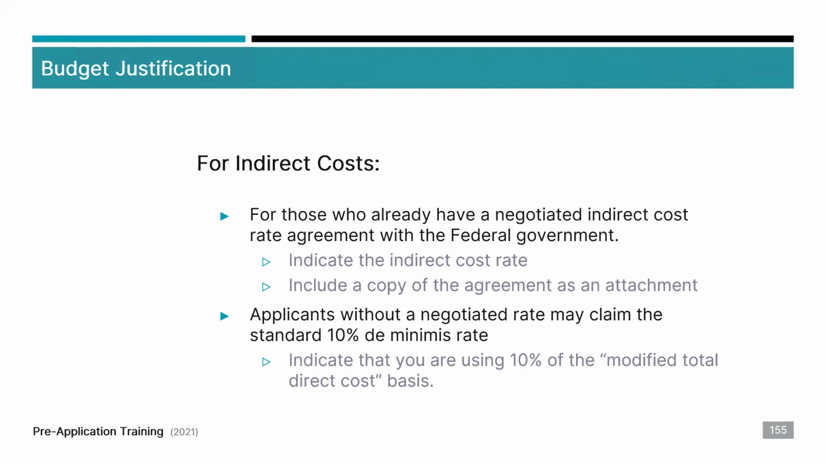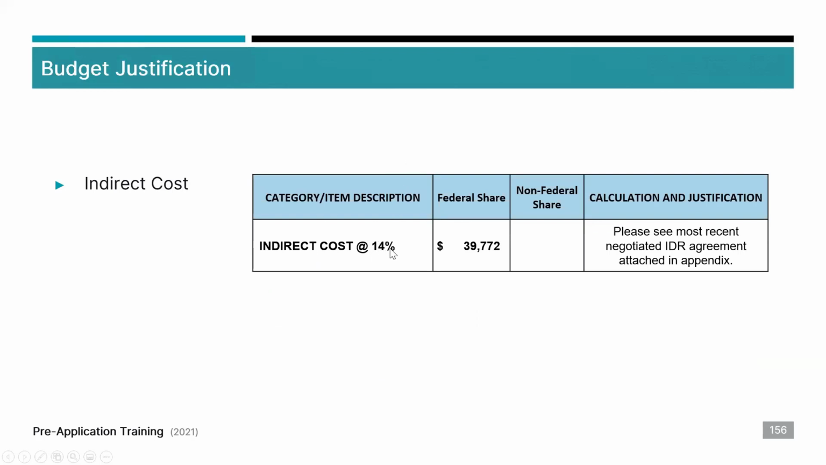For those applicants who don't have an indirect cost rate agreement, you can claim the standard 10% de minimis rate. And that is based on the modified total direct cost. So we also suggest as TA providers that you give us a call and we'll help you determine that modified total direct cost. There are a few rules that you need to know that will give you the correct rate. It's not just a straight 10% of all your requests. So give us a call and we'll help you with that. From our example, the example group had an indirect cost rate agreement at 14%, calculated it, and then we see the most recent negotiated IDR agreement in the appendix.